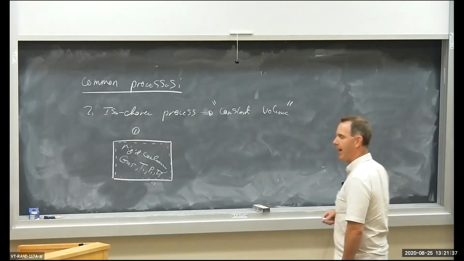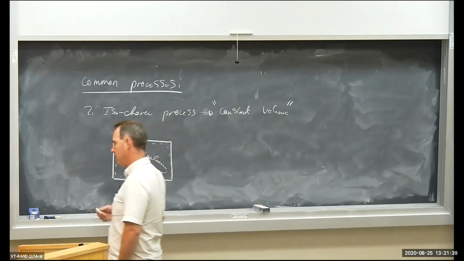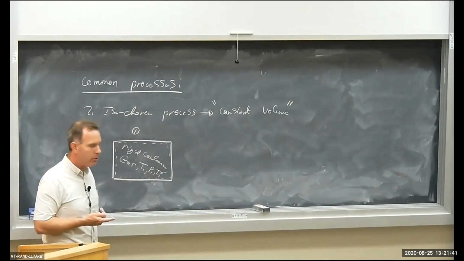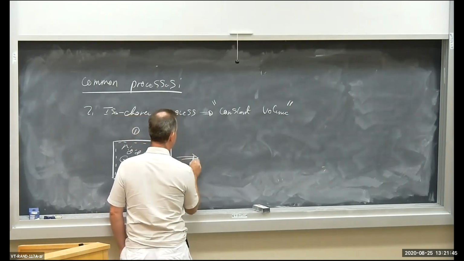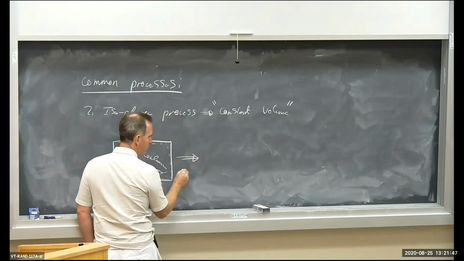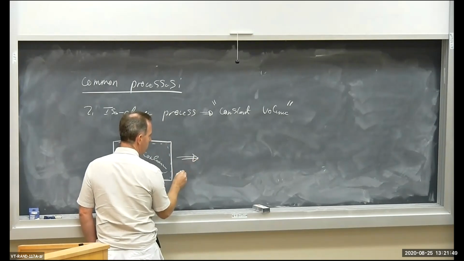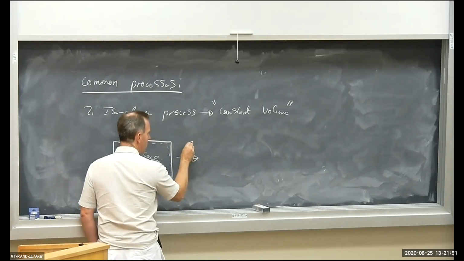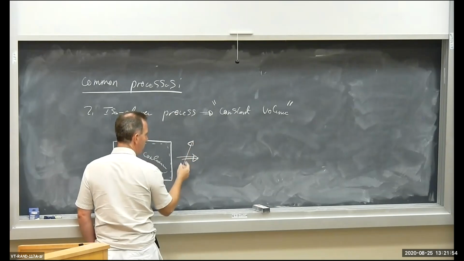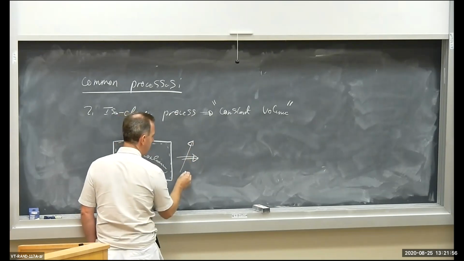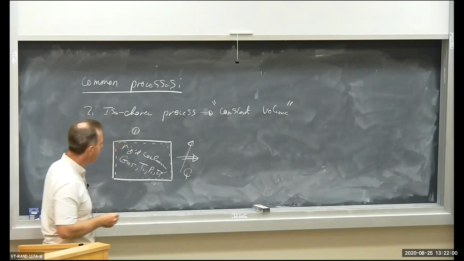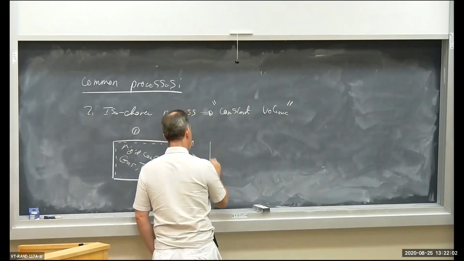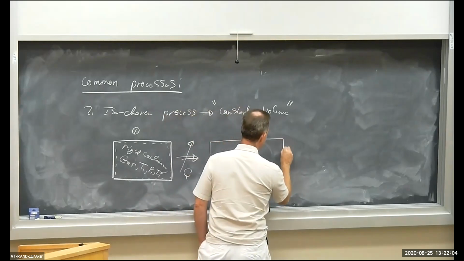And now I'm going to add some heat to this gas contained in a rigid container. Look at what I'm drawing here. We're going to state 2, and we go to state 2 by adding heat. Look at the arrow. The arrow indicates I'm adding heat. So I'm going to put Q here. I'm adding heat, and I end up with state 2.